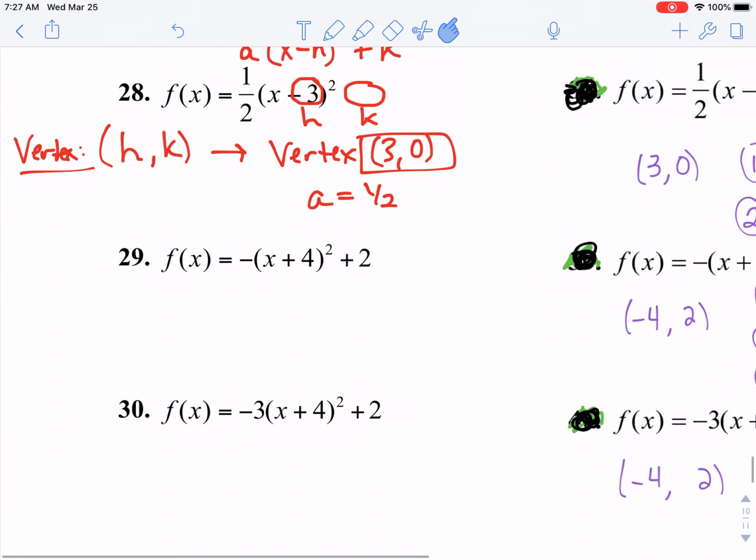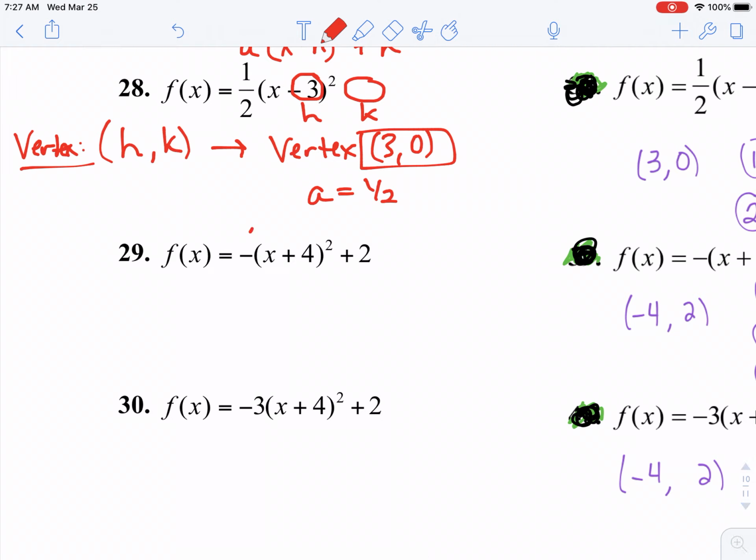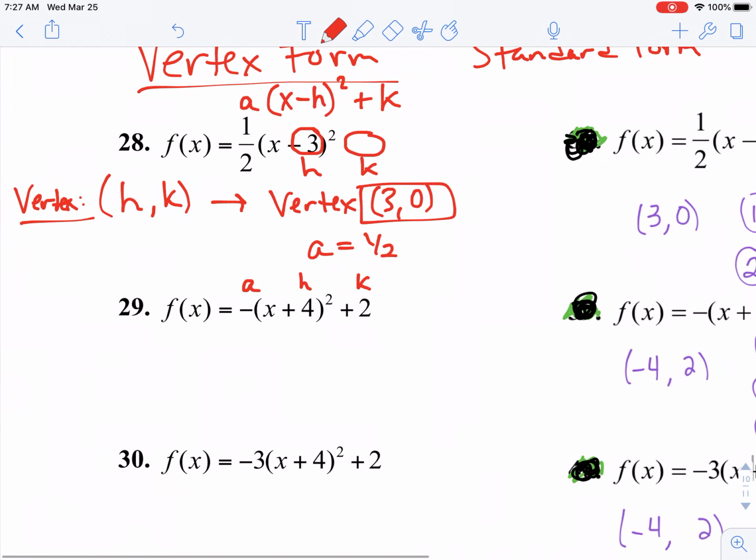Let's do number 29. Here's your a value. Here's your h value. Here's your k value. Now, here's the little thing that you definitely have to pay attention to. In vertex form, there's always a minus sign there and a plus sign there. So if you see a plus sign in there, what that actually means is that it's negative h. You should see x minus h, but in this one, you see x plus h. So that means your h value in this one is actually negative 4.